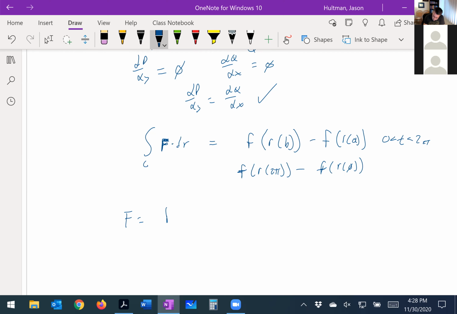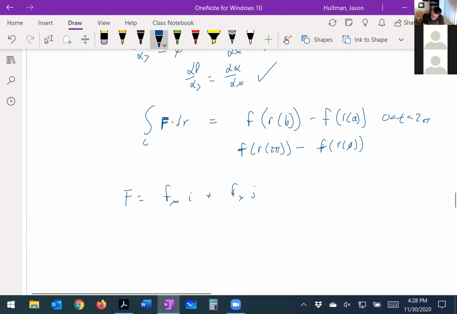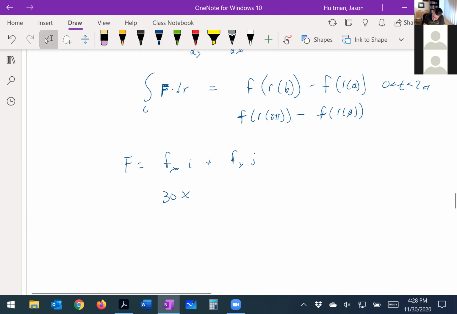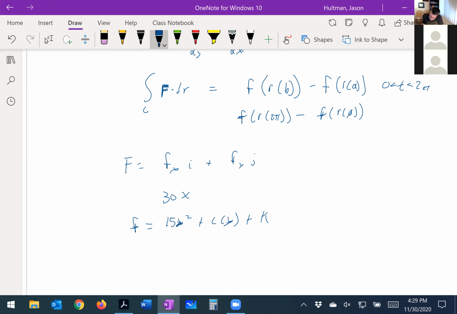So f is equal to f sub x i plus f sub y j, right? So what would f sub x be? f sub x would be equal to 30x. What would little f be? If I integrated that, that would be 15x squared, plus some function of y, plus k.